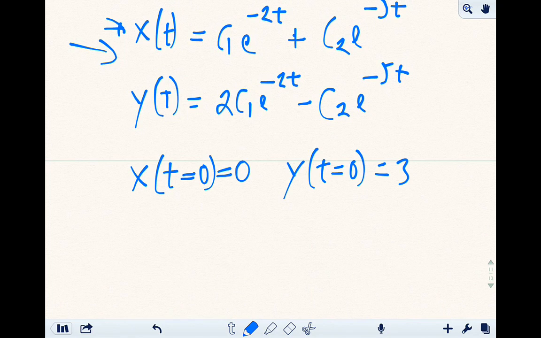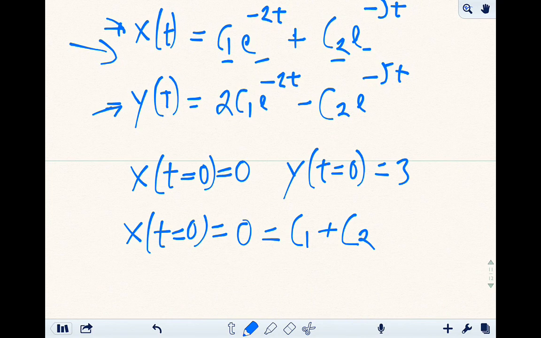Here's x. So x at t equals 0 is equal to what? It's C1 times e to the 0. E to the 0 is 1, plus C2 times e to the 0. E to the 0 is 1. So we have x at t equals 0 equals C1 plus C2.